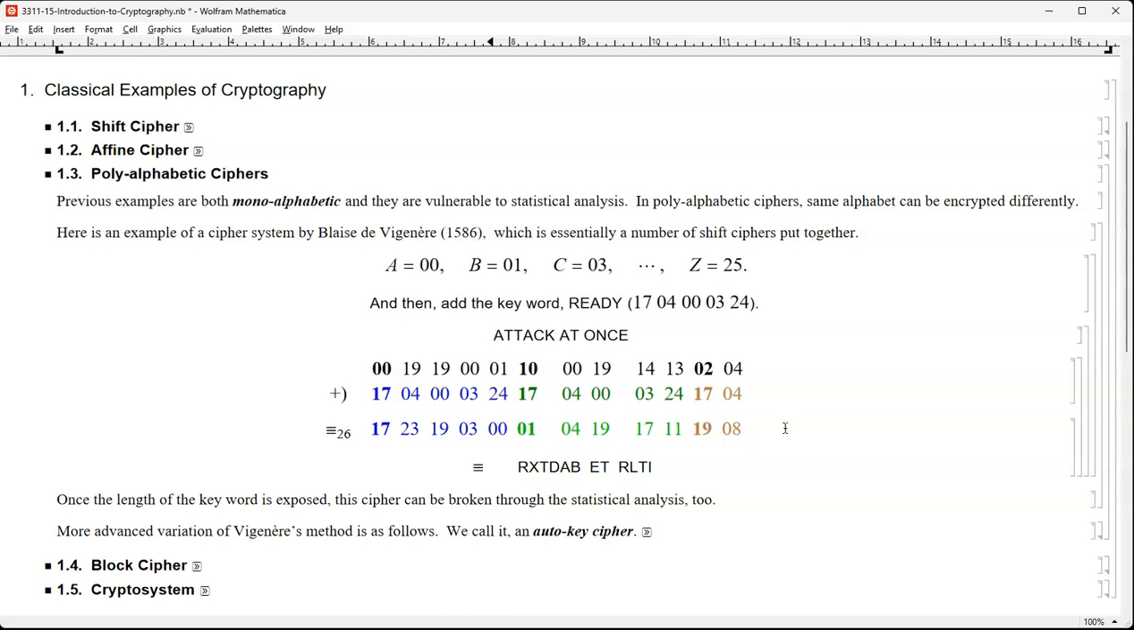If you have a much longer message, then every 5 letters you're going to get the same shift cipher going on. So exactly the same method as breaking the shift cipher 1.1 will be utilized here. You can use statistical analysis, and see which letter shows up most often and things like that. You can do those kinds of things if the length of the keyword is found.